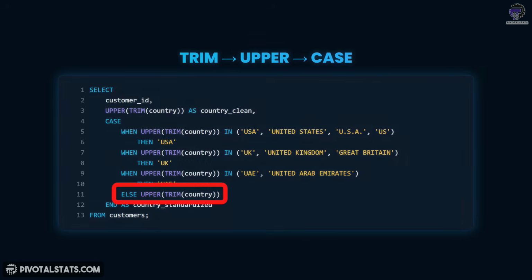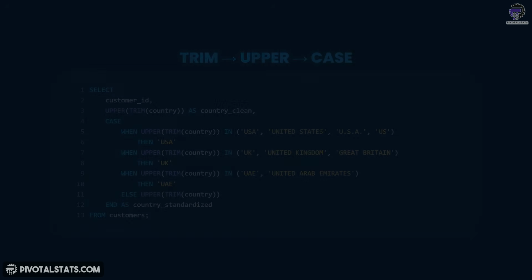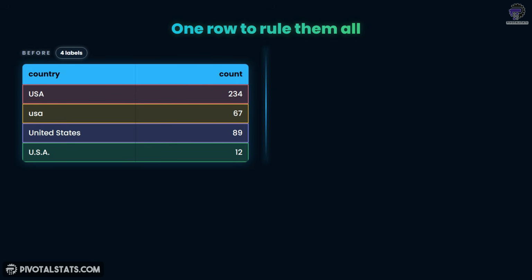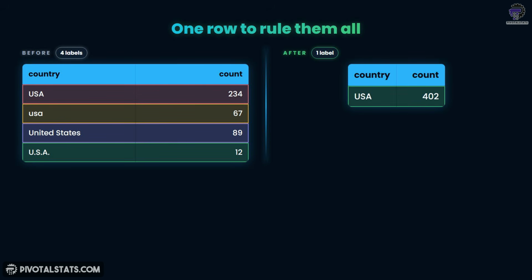You'll want to review those periodically as new values enter your system. One thing I like to do is run a GROUP BY on the original country column first, ordered by count, to see what variants actually exist in your data. Build your CASE statement from that list, not from what you assume the values might be.